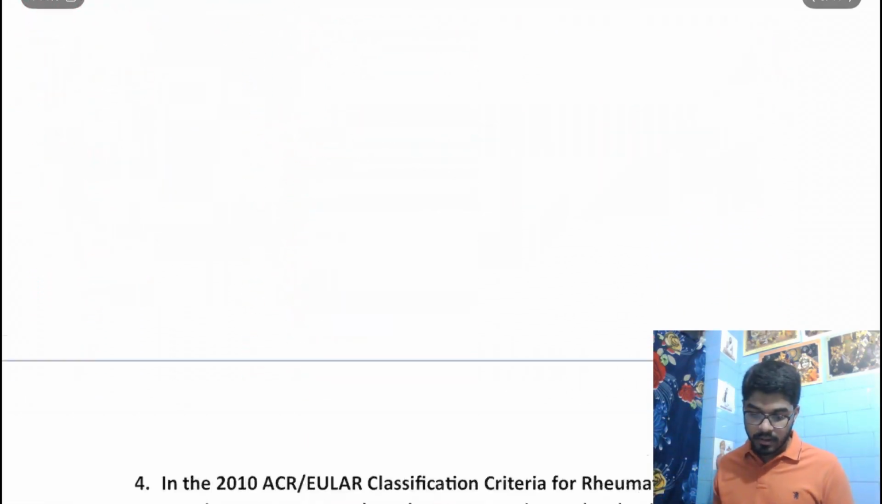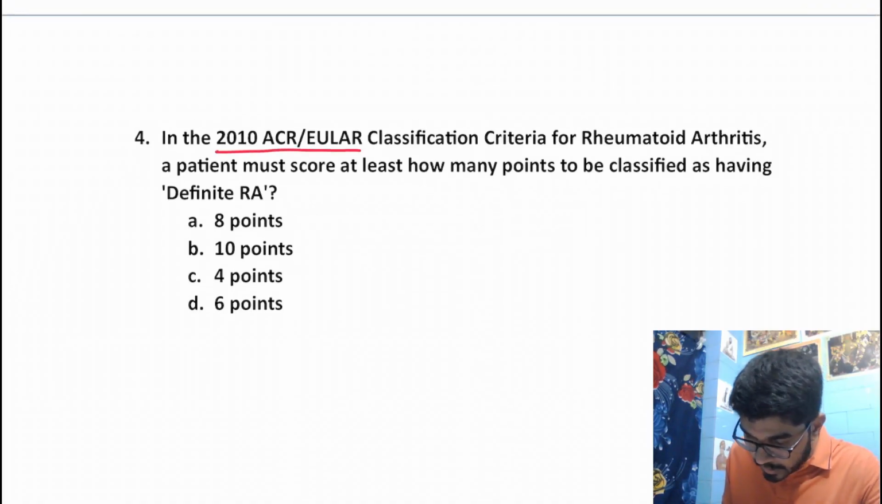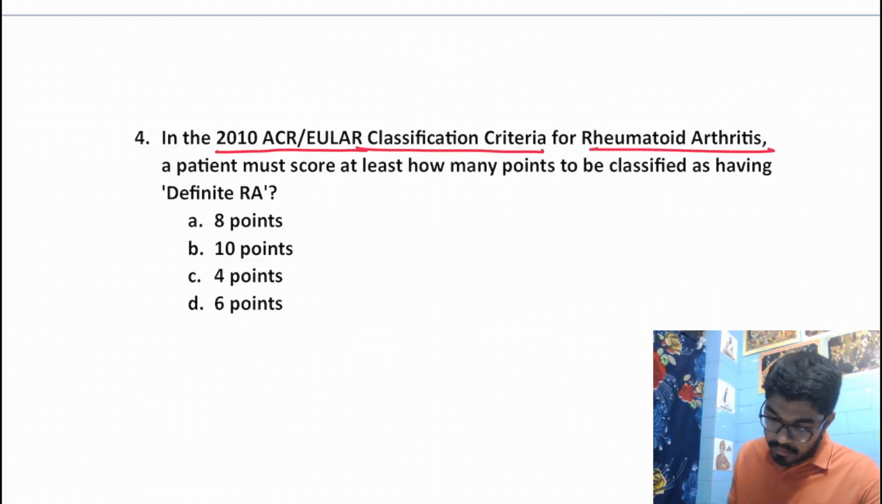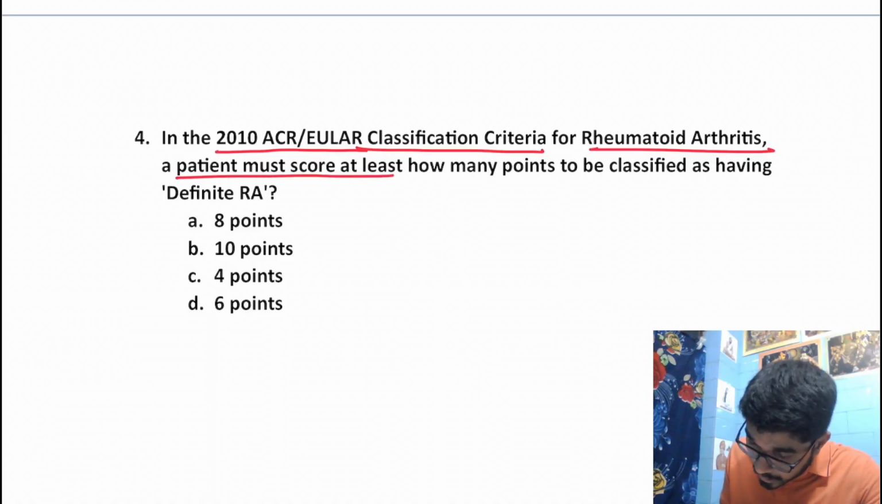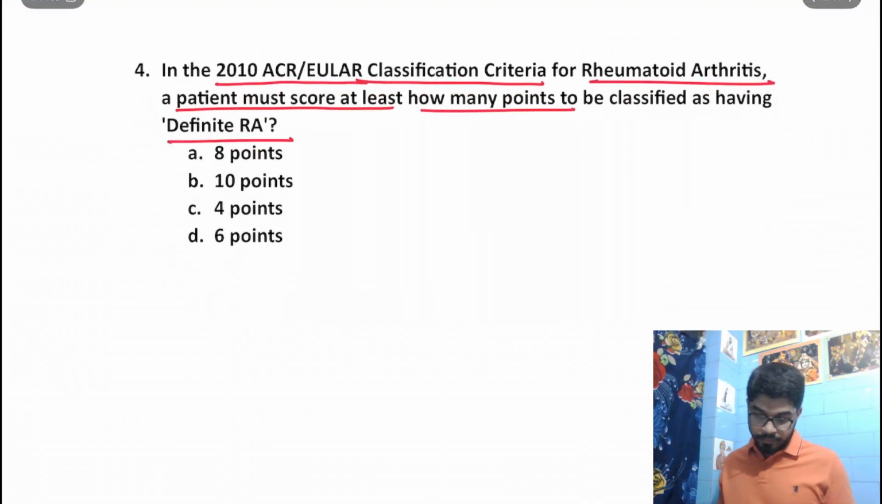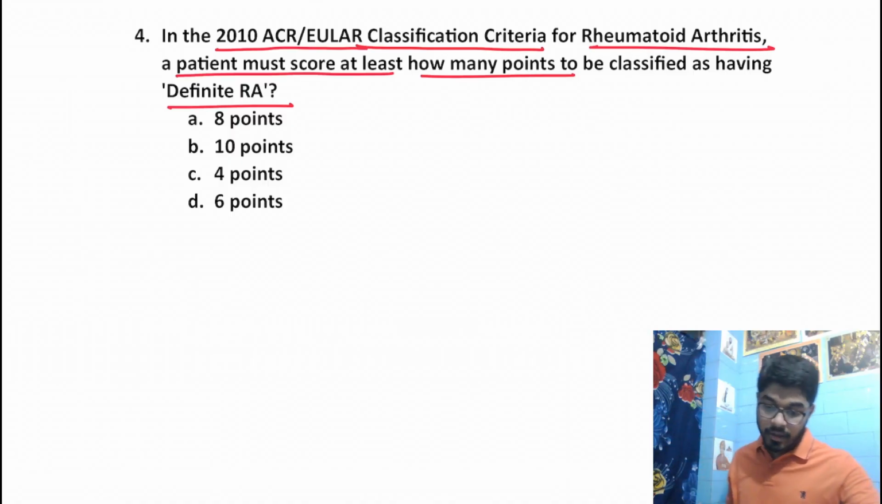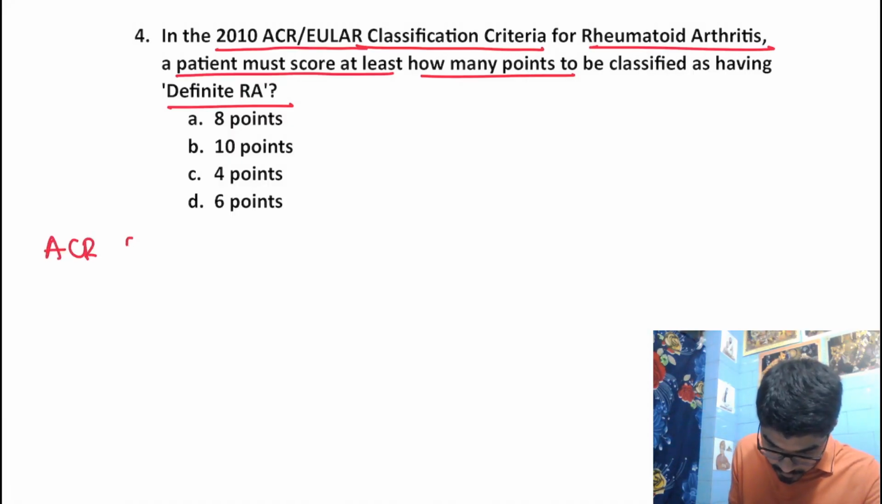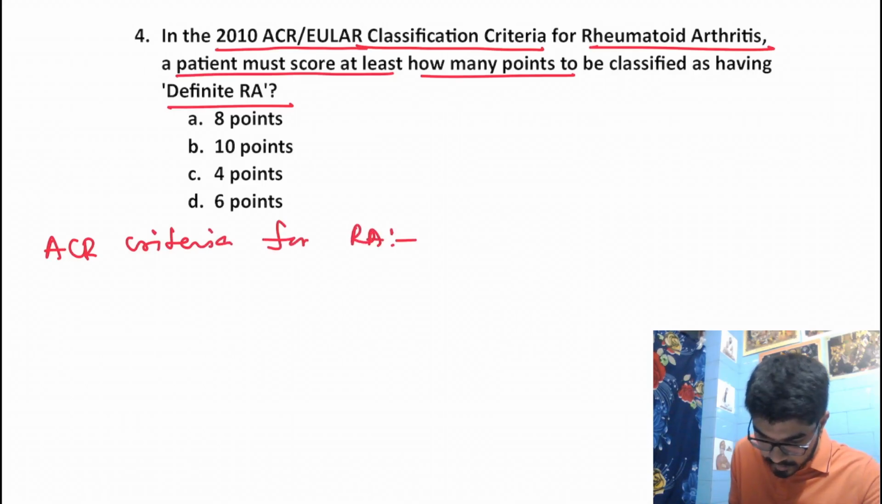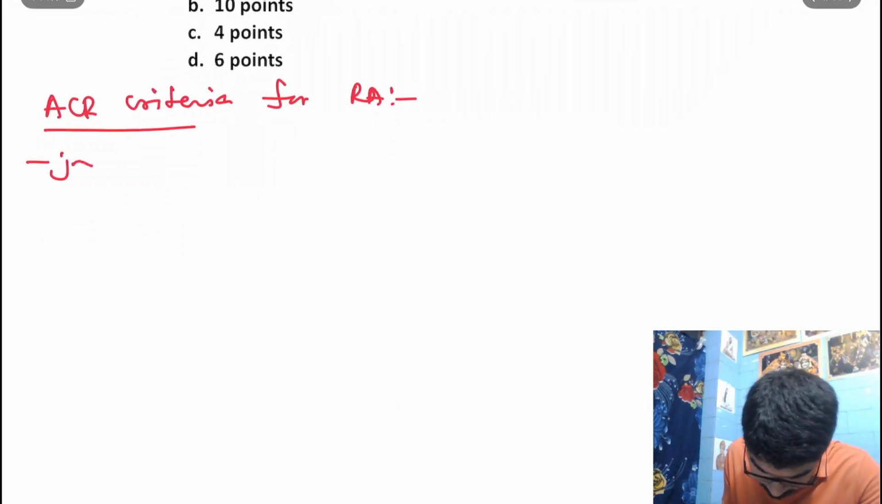Moving on to the next question. In the 2010 ACR or EULAR classification criteria for rheumatoid arthritis, a patient must score at least how many points to be classified as definite RA? Again, we have talked about the ACR criteria in Sjogren syndrome in our video on Sjogren. This time we shall be talking about this ACR criteria for rheumatoid arthritis. ACR criteria in RA. We have 4 broad categories, of which the first one is joint involvement.